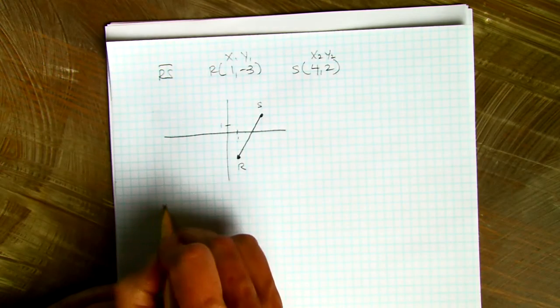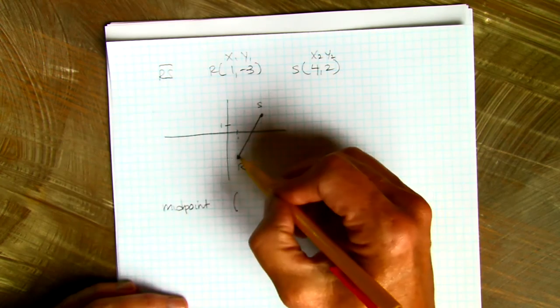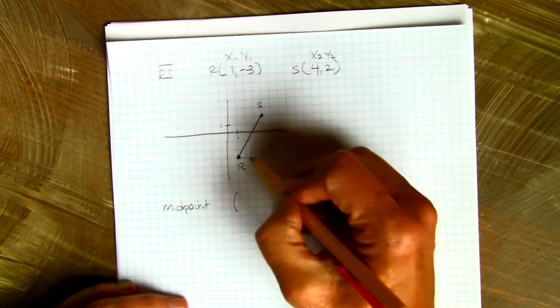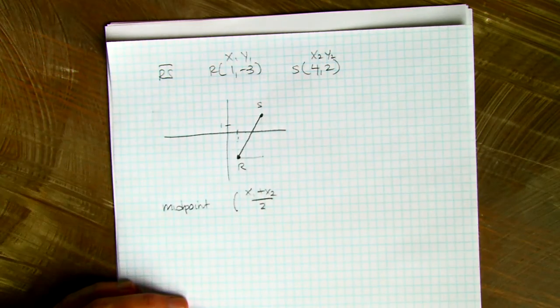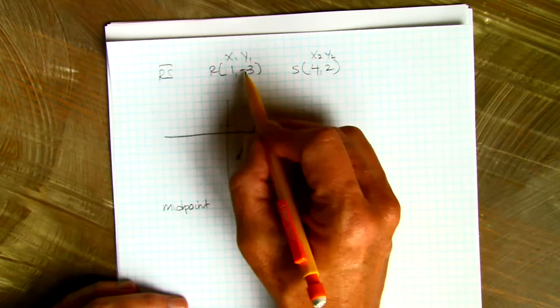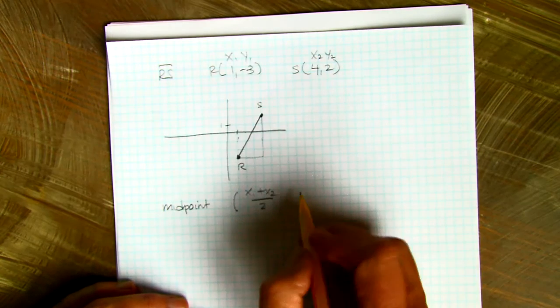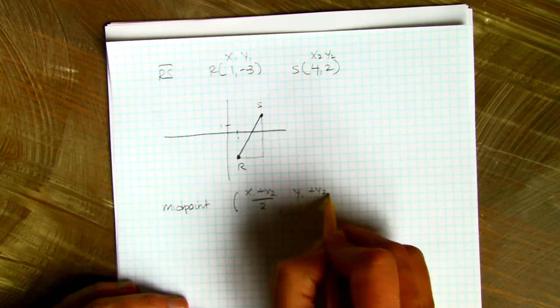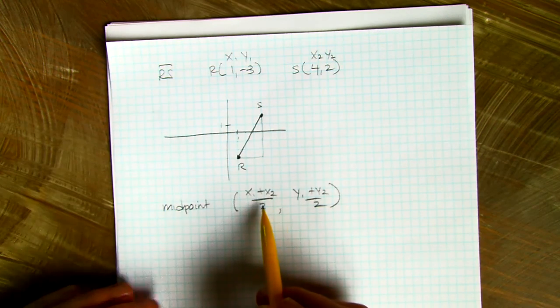Now the midpoint formula says this. I need to be halfway between the x's, so it's x1 plus x2 divided by 2. And I need to be halfway between the y's, and so it's y1 plus y2 divided by 2. That's how you find halfway.